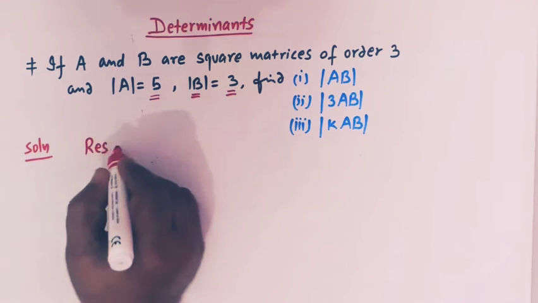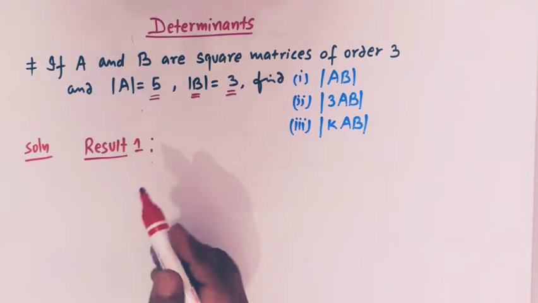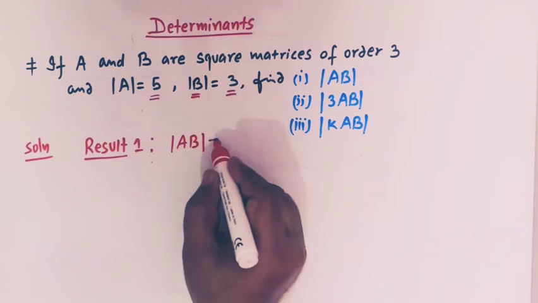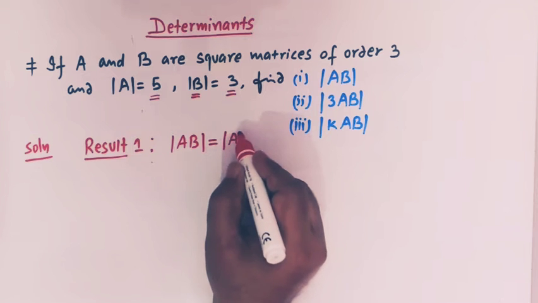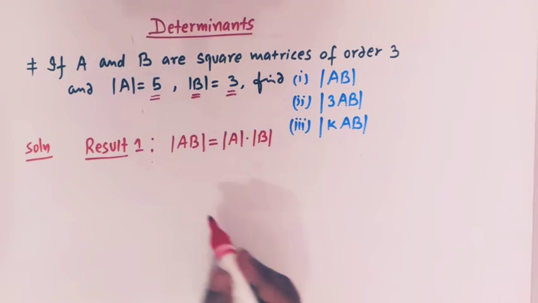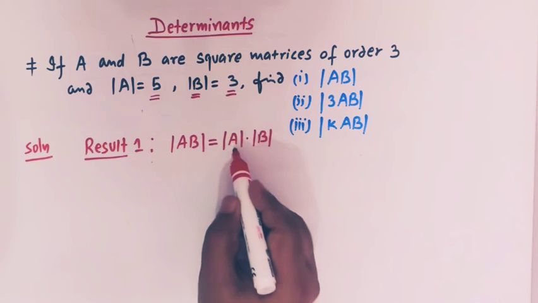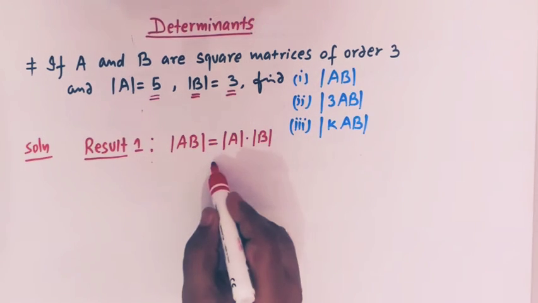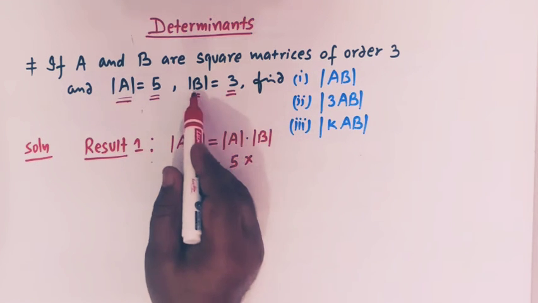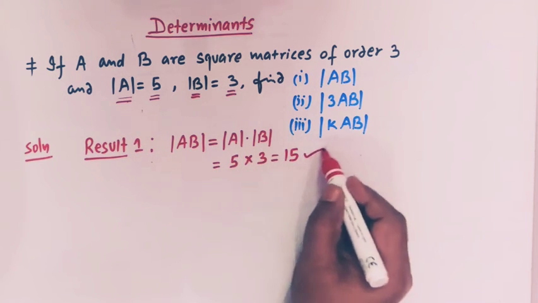The first result is: if we have two square matrices A and B, then the determinant of the product of the two matrices A and B is equal to the product of the individual determinants of A and B. So the determinant of AB is equal to determinant A times determinant B. Here the determinant of A is 5 and the determinant of B is 3, so the required value of determinant of AB is 15.